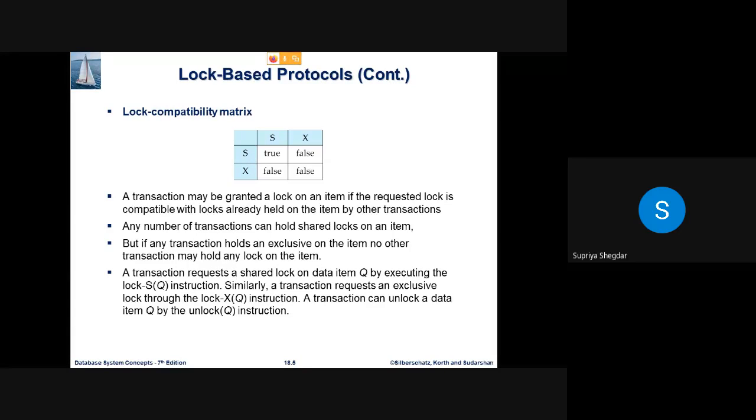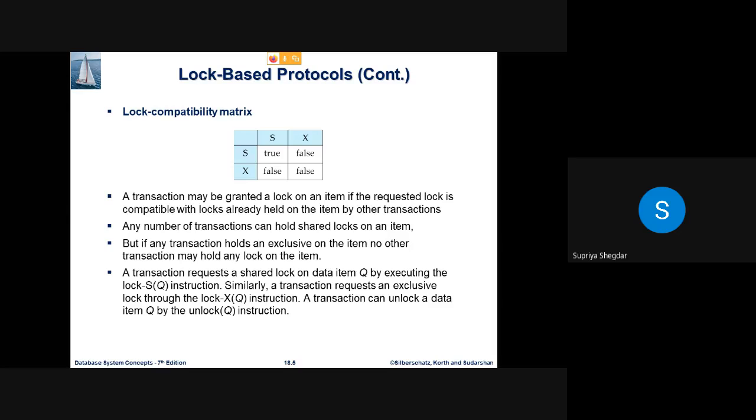So this lock compatibility matrix is required if both the transactions are requesting the lock on the same data item. In that case only, the compatibility matrix is required. So the concurrency control manager checks the compatibility of the locks. Means if the data item is already locked by one transaction and another transaction is requesting a lock on the same data item, then at this time the concurrency control manager checks the compatibility of the lock. If the compatibility is allowed, then the concurrency control manager gives the lock to that transaction.